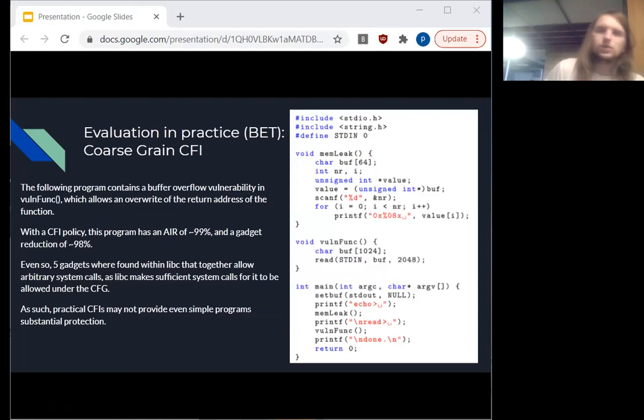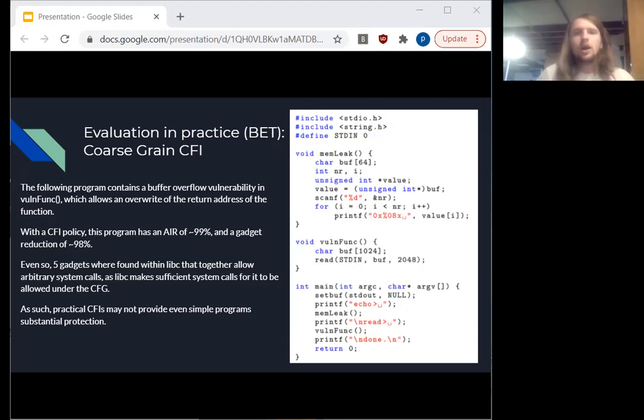So to move into practice and to see how something like the basic exploit test works, we can apply a CFI to a trivially broken program. To go through the program quickly and illustrate what's wrong with it, look at the second function that's defined, the vuln func function. We have a character array of 1024, but the read system call goes up to 2048. So obviously the read can write to the buffer more than what's there. So obviously there's a buffer overflow.